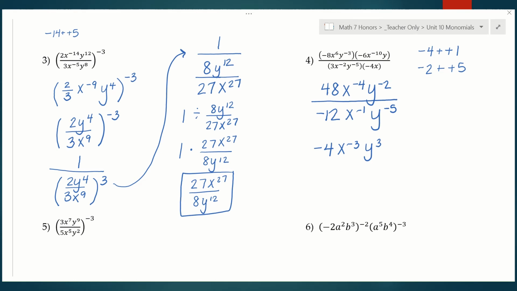Now our last step is really just to rewrite this so that we don't have any negative exponents. So remember that coefficient of negative 4, it has an exponent of positive 1. So it's going to stay in the numerator of our fraction, along with the y to the 3rd, because that's a positive exponent. Our x to the negative 3rd is going to go to the denominator and become positive. So that is my answer.